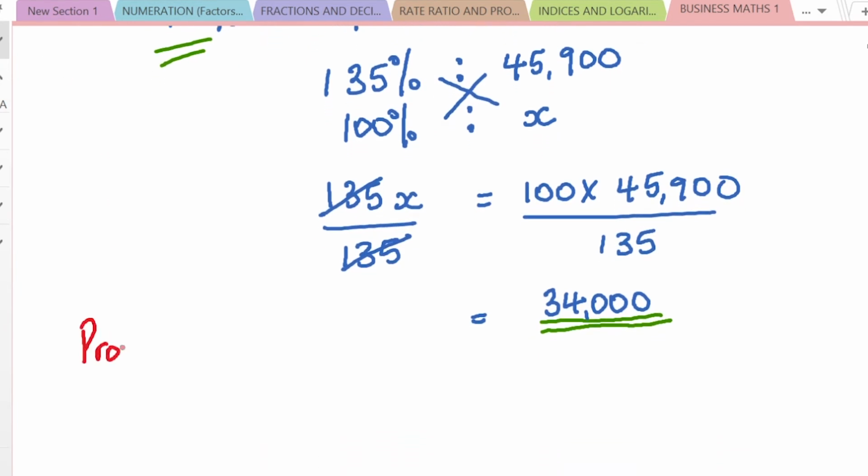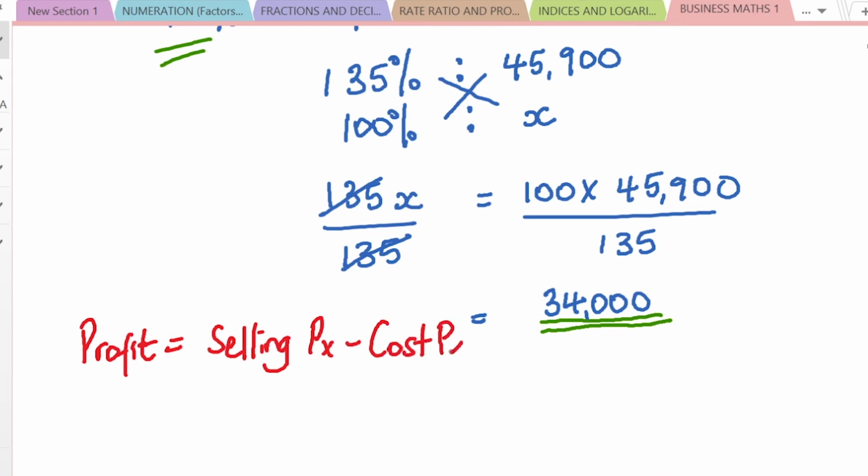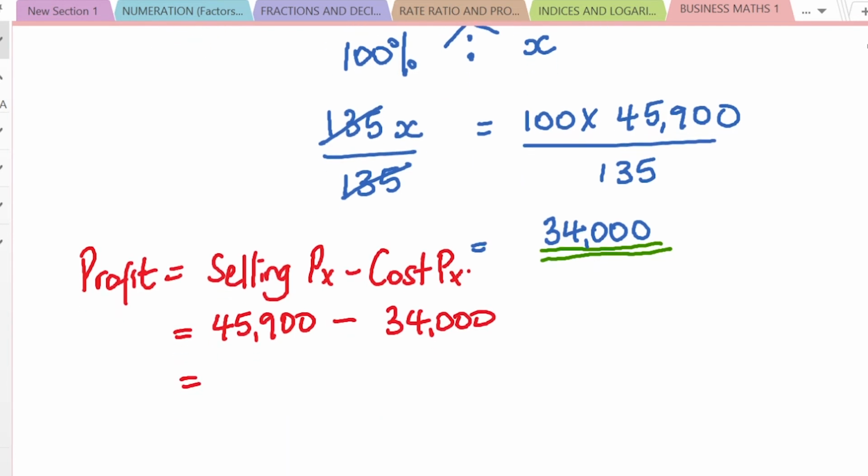So meaning the profit will be the selling price minus the cost price. The selling price was 45,900 minus the cost price, which is 34,000. And what do we have as the answer? So our profit in this case is going to be equal to 11,900. So that's how much profit this guy makes.